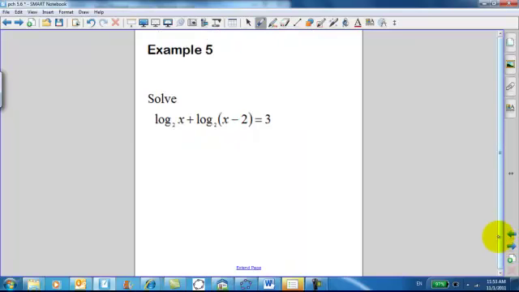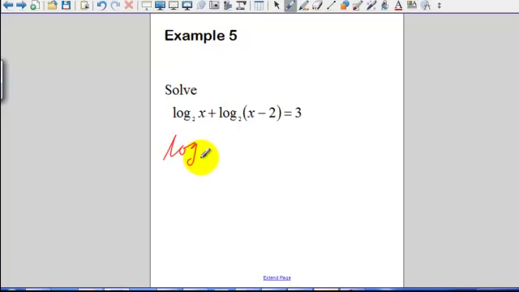Example 5. Solve this equation. Well, let's take a look here. Don't just zap these log 2's. You can't divide both sides by log 2. If you do that, I will rain thunder and lightning upon your parade. What we can do, though, is write this as 1 logarithm using the product rule: x times x minus 2 equals 3.